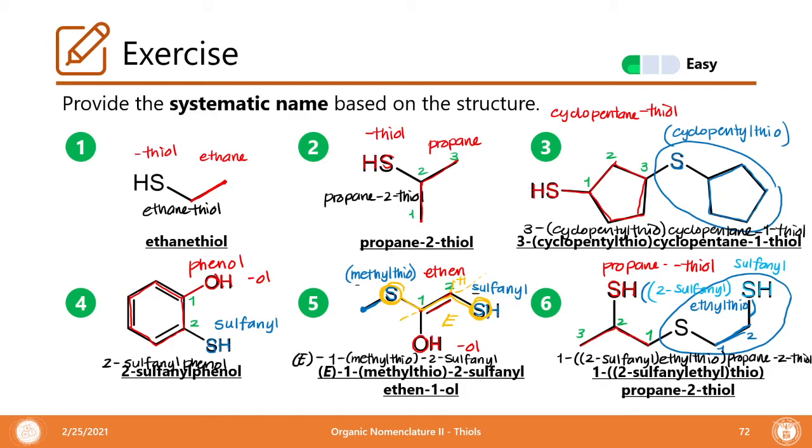There we go. I think the parenthesis was placed wrongly, so I'll just correct that. Sulfanyl ethyl, parenthesis here, thio. So at position 2 of that ethyl group, there is a sulfanyl, and that whole complex substituent is connected to the thio group, the sulfur group, and that whole substituent is at position 1 of our parent propane-2-thiol. So that's examples for thiols.